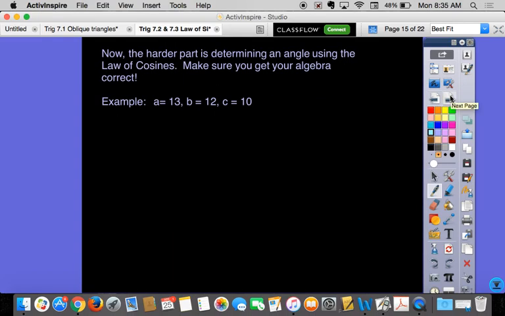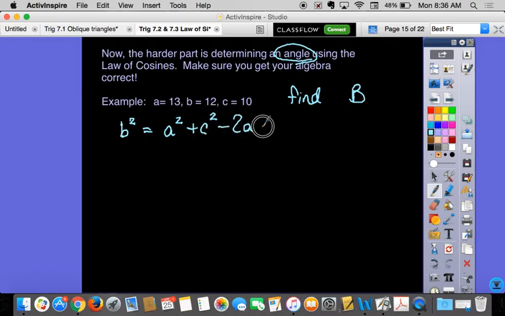Now let's do the other way. We're going to find an angle. This is slightly more difficult, but not much. So this one right here, we haven't done anything with B, so let's find angle B. If we find angle B, that means I need to have little b over here. So that's going to be A squared plus C squared minus 2AC cosine of B.